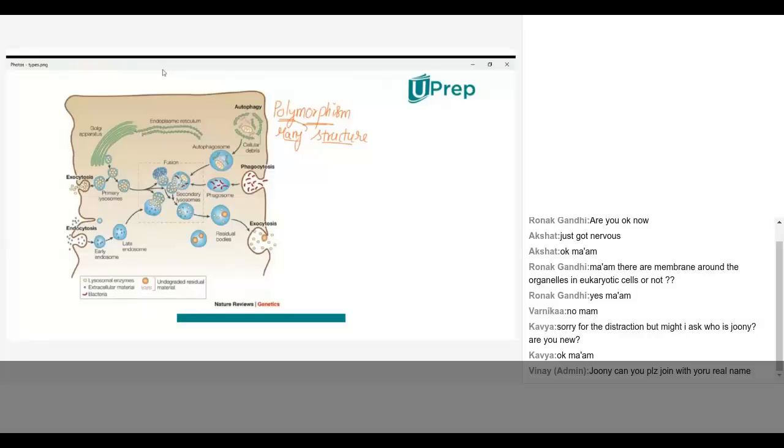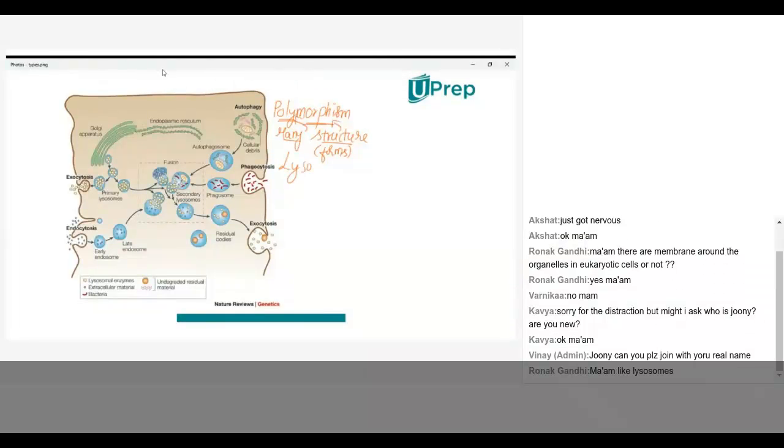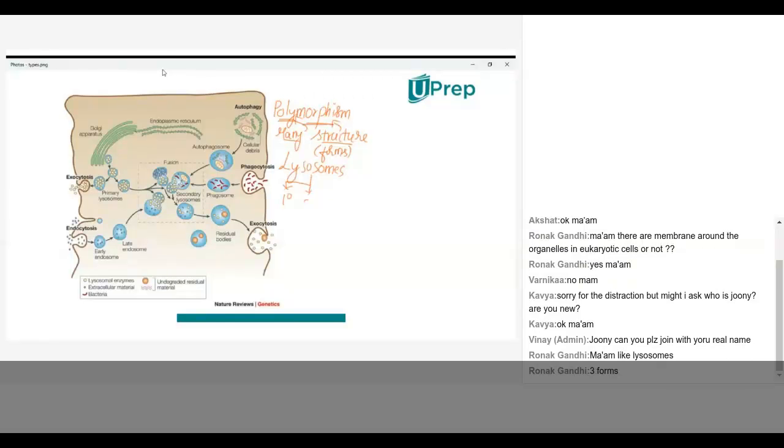So if you have some structure that occurs in different forms, then we call it polymorphism. So here when you take lysosomes, the lysosomes exist in various forms: primary lysosomes, secondary lysosomes, tertiary lysosomes, and quaternary lysosomes. These are the various forms we will find in lysosome structure. Yes, there are 3 forms and the 4th form is also there. In the last class, I introduced the whole terminology, but I discussed primary, secondary, and tertiary. Now we'll discuss the quaternary also.